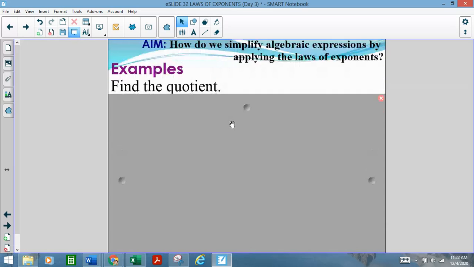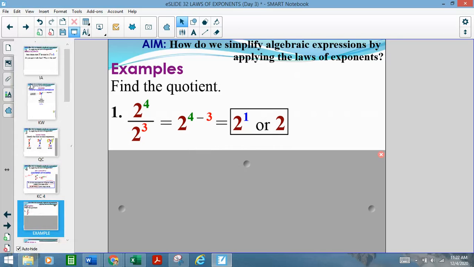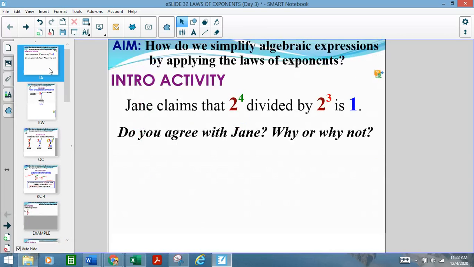Now, if I cover this up, looking back at Jane's problem, was Jane correct? Let's go back to the interactivity. So she claimed that 2 to the 4th divided by 2 to the 3rd is equal to 1. We do not agree with Jane because we found out that it was not equal to 1, but instead it was equal to 2, or 2 to the 1st power.